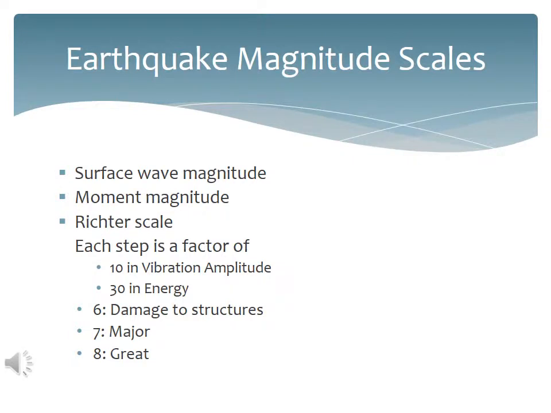Geologists have a number of different magnitude scales for earthquakes. There's surface wave magnitude, moment magnitude, and of course the most famous of all, the Richter scale. All of these scales are logarithmic. Each step's a factor of 10 in size of the wave, that is vibrational amplitude, and a factor of 30 in energy. That means a magnitude 8 earthquake packs 30 times the energy of a magnitude 7.